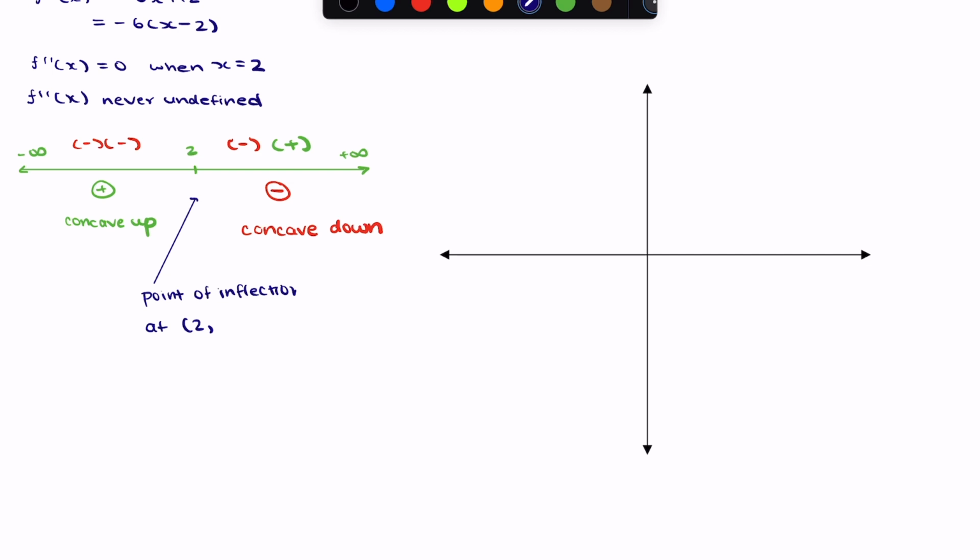And if we sub in 2 into our equation, f of 2 is equal to negative 8 plus 24 minus 18, which is equal to negative 2. So our point of inflection will be at 2 and negative 2. And so now with all that information, we can graph our function.